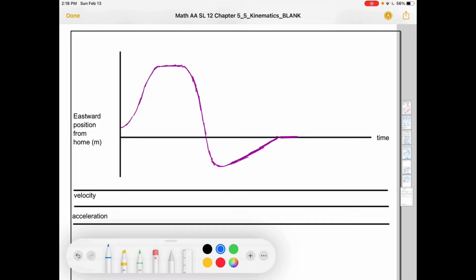Hi folks. We're looking at one last example in kinematics in one dimension. So right here we have a position function in purple. And we want to see what we can tell about velocity and acceleration from it.